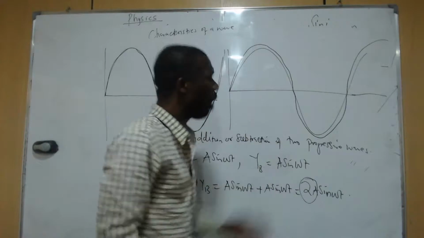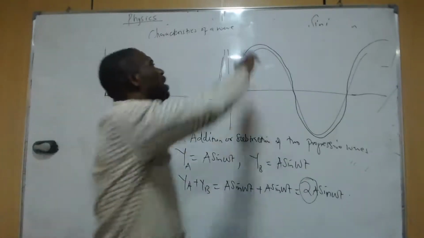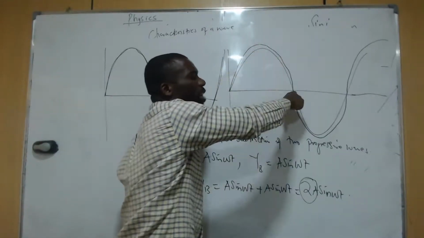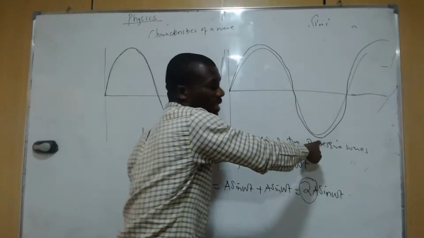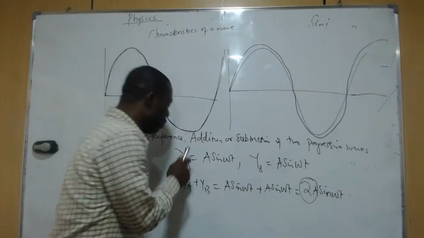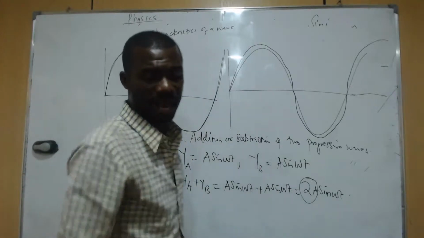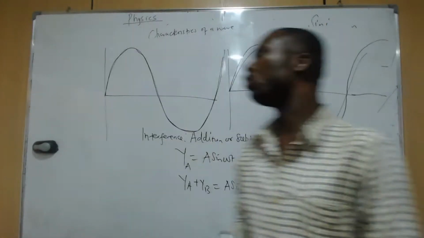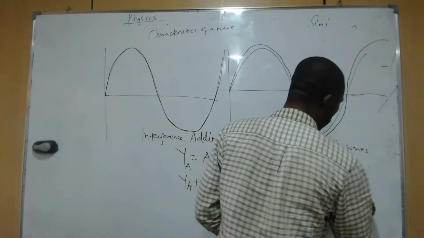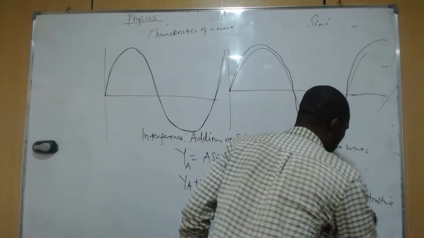Now, why are we saying this? I am saying this because the two waves are in phase: they leave at the same point, reach their peak maximum at the same time, come to zero at the same time, reach their negative at the same time, and also come to zero. Mathematically, we are adding wave A plus wave B, and it generates something like this. In this case, we say that these waves show constructive interference.